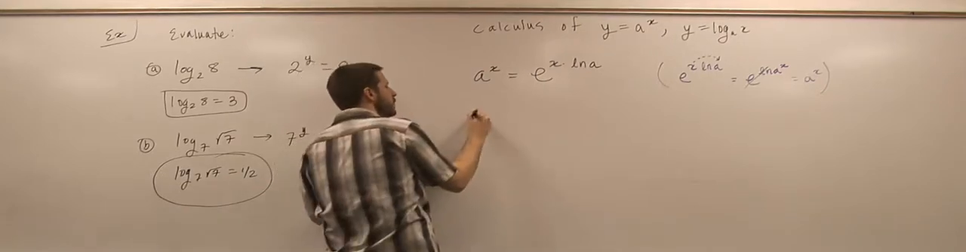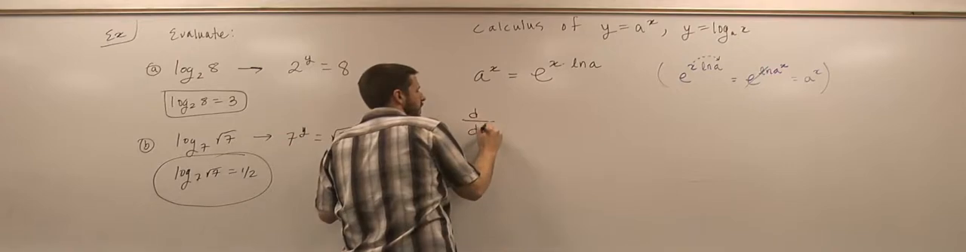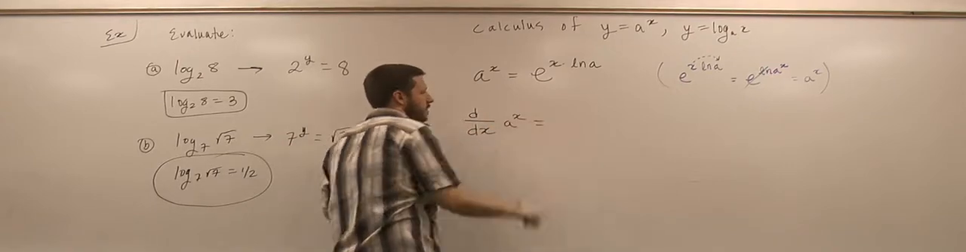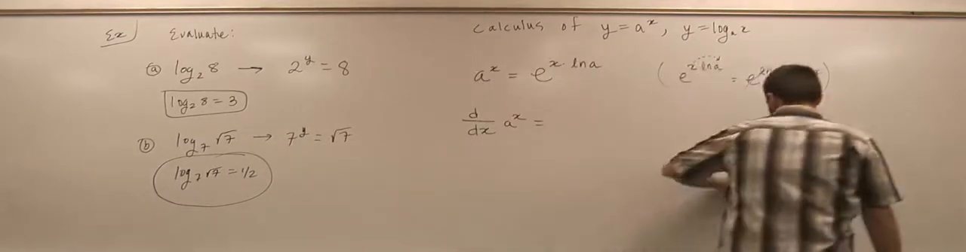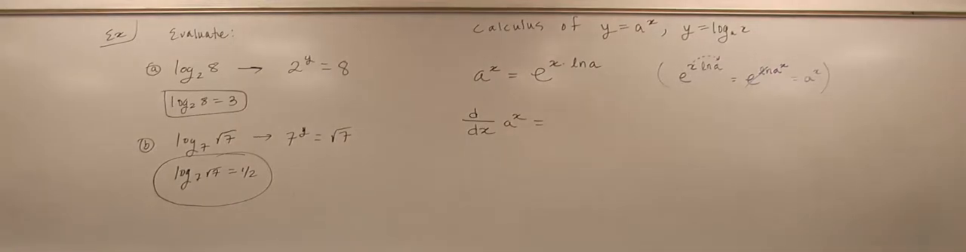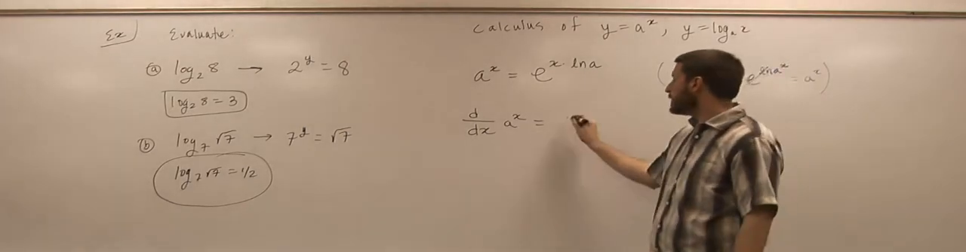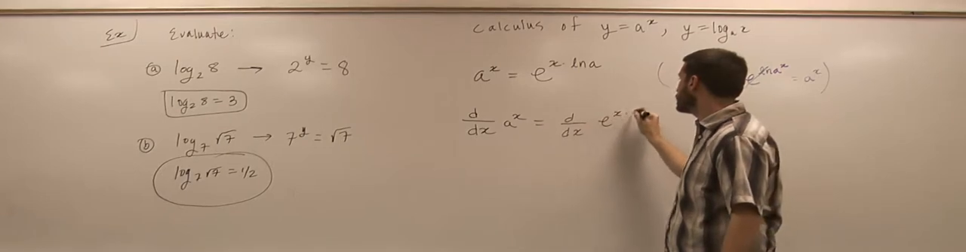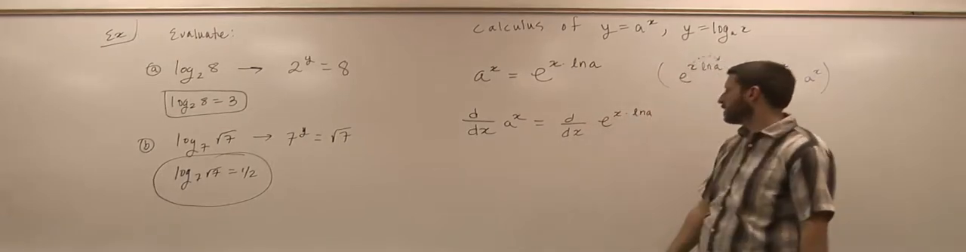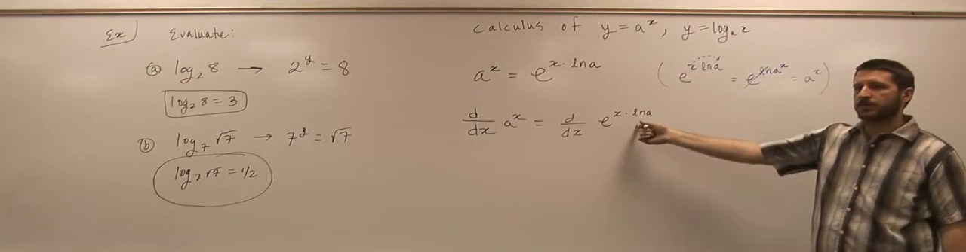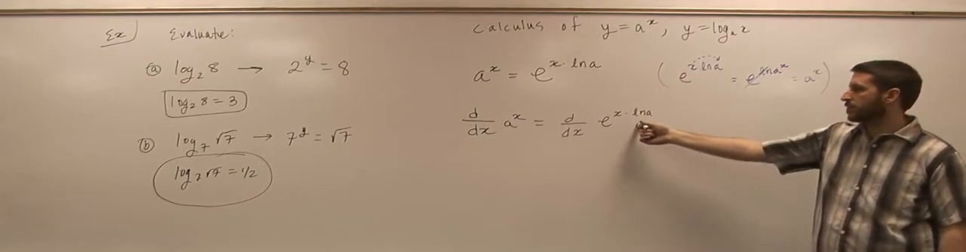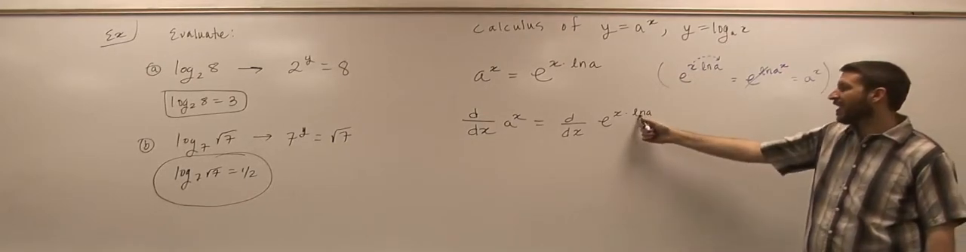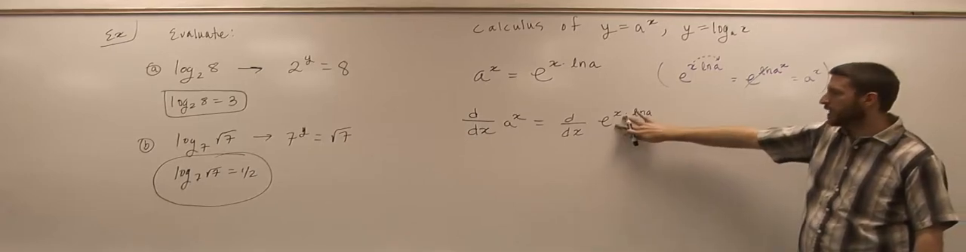So that being said, what do you think the derivative of a to the x should be? Where a is some constant bigger than 0 but not equal to 1. Well, doing the derivative of a to the x should be the same as doing the derivative of e to the x times ln a. How do you do this derivative? ln a is just a constant. What's the derivative of e to the x?